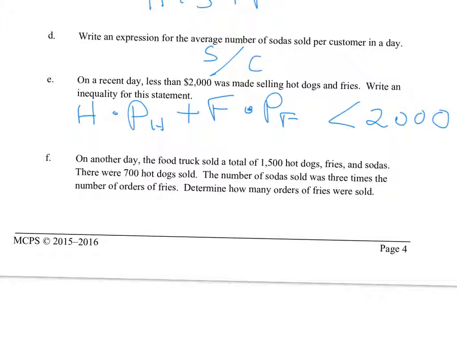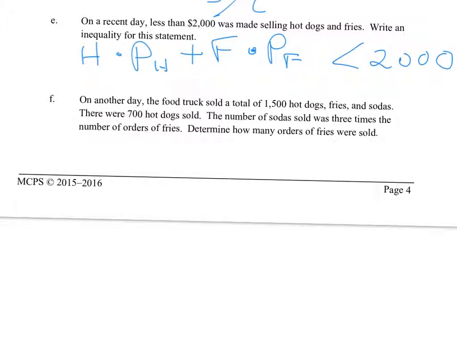Well, the first thing I know is that if I sold 700 hot dogs, that means 1,500 minus 700 is going to be 800. So I know that 800 is the amount of fries and sodas that were sold. So I'm going to write 800 equals F plus S. Again, I got the 800 by taking the total amount and just subtracting the 700. Now, I also know that the number of sodas was 3 times the number of orders of fries.